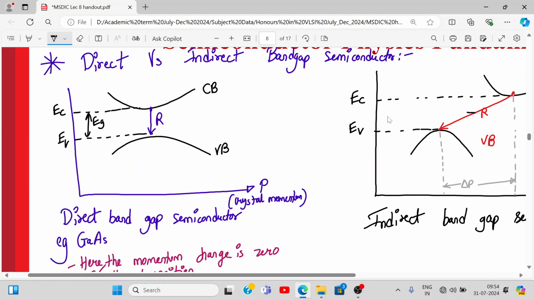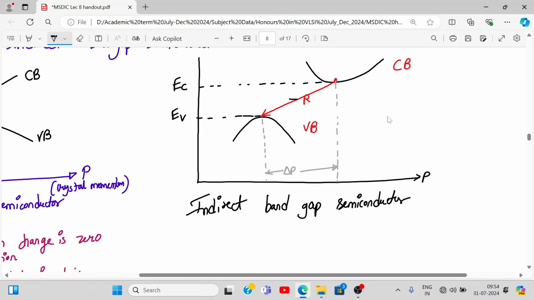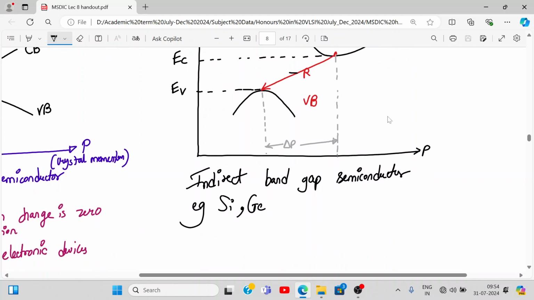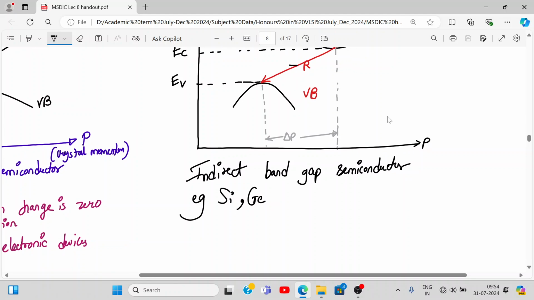Yes, exactly. That's why it's easier to emit a photon. So your example is silicon or germanium. Here, during the transition, that is electron from conduction band to valence band, there will be a change in momentum. Therefore, we cannot use silicon for optoelectronic devices.